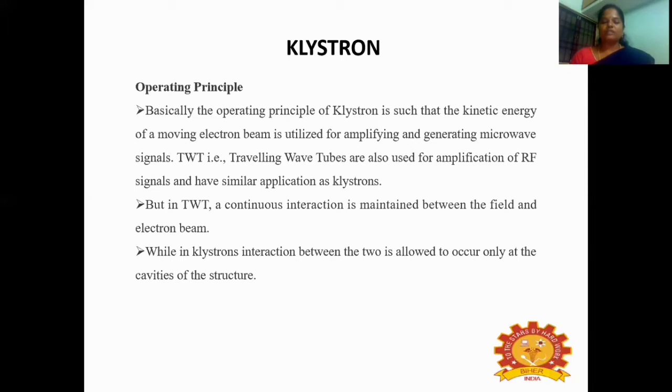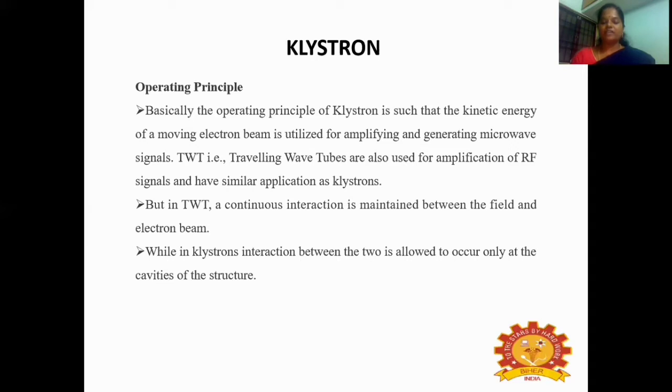One more device is called the traveling wave tube. That is also used for amplification of RF signals. This TWT has the same application as klystrons. The main difference between TWT and klystron is that in the traveling wave tube, a continuous interaction is maintained between the field and the electron beam.